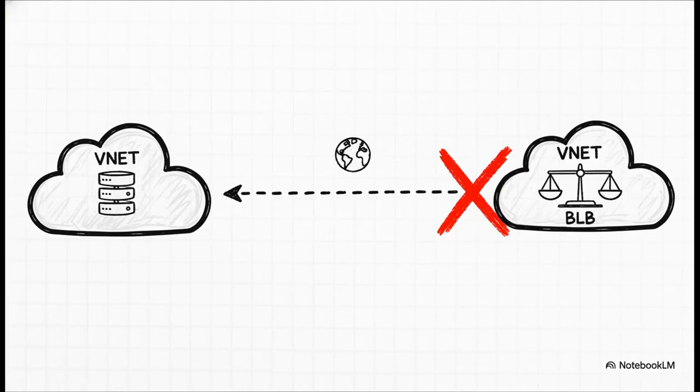Now, there are a few specific constraints to keep in mind, especially for global peering. Resources in one VNet can't communicate with the front-end IP of a basic SKU load balancer in a globally peered VNet. It's a technical limitation, but a really critical one for architects to know when designing cross-region solutions.